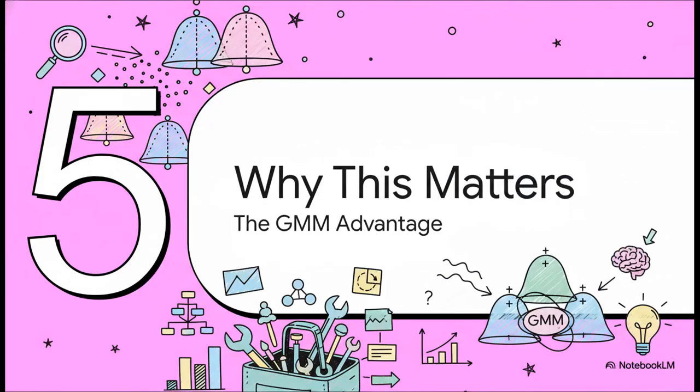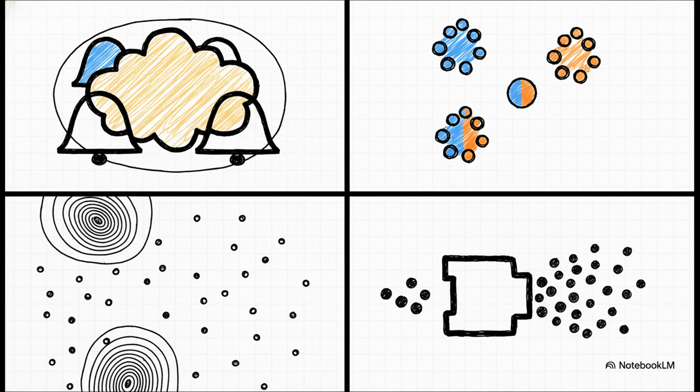All right, let's zoom out for a second. We've gone through the how, but let's talk about the why. Like, why does this matter? What are the big advantages that make GMMs such a go-to tool for so many data scientists? Well, it really boils down to these 4 key powers.